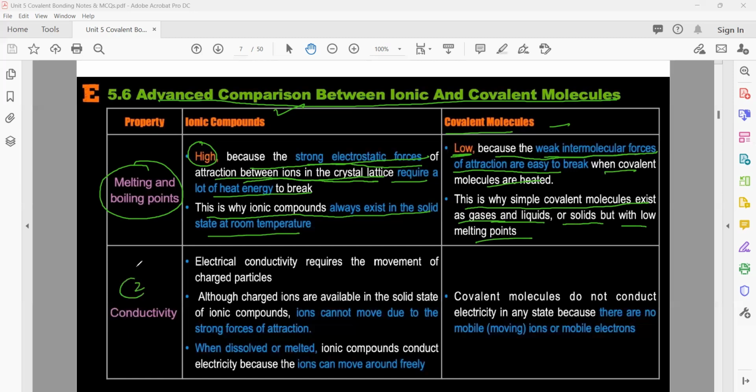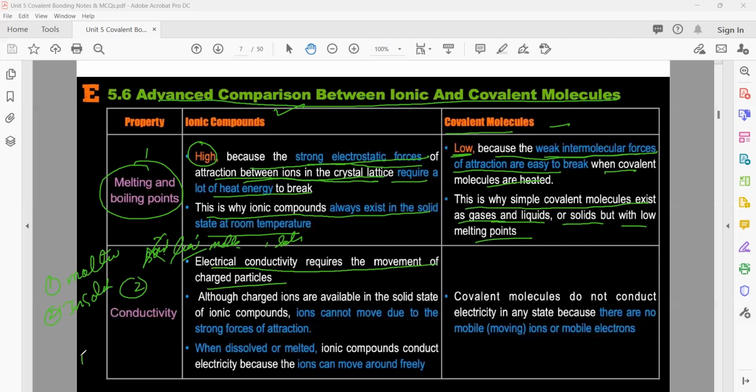Number two, conductivity. We said that ionic compounds conduct electricity, but not when they are solid. They conduct when they are liquid, meaning molten, or when they are in a solution. Once again, ionic compounds conduct electricity under two conditions. Number one, when they are molten. Number two, when they are in solution. Now, what is the reason? Electrical conductivity requires the movement of charged particles.